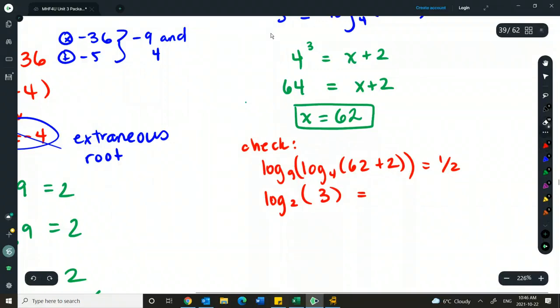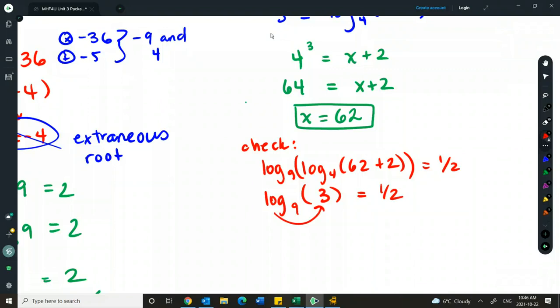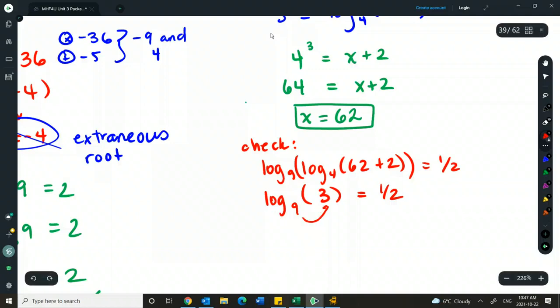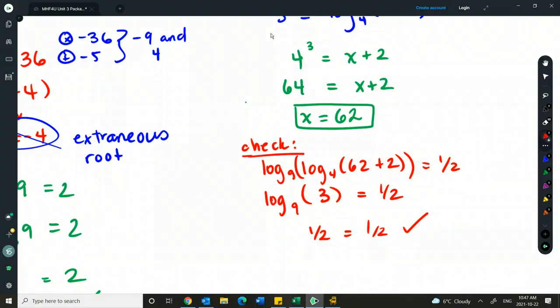Oh, sorry, I wrote 2 here. So is that causing me to take the log of 0 or a negative? Okay, so we're good. It doesn't cause me to do that here, and it doesn't cause me to do that once I've calculated that logarithm. And 9 raised to what exponent equals 3? Well, the square root of 9 equals 3, so the answer to this logarithm must be a half, so that check is good. Or you can calculate log of 3 over log of 9, and that should give you 0.5.